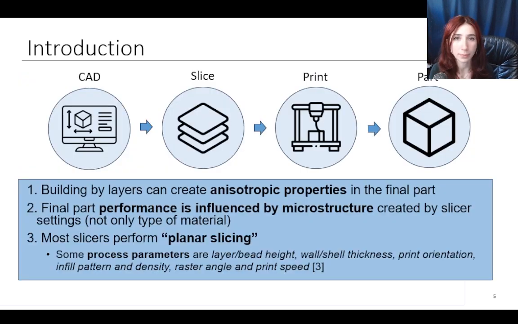We know with additive, we build parts layer by layer, but building by layer can create anisotropic properties in the final part. Final part performance is thus directly influenced by that microstructure created by the slicer settings. For example, the amount of walls we use, the raster angle or fill angle, and all those inner layer voids. Most slicers perform planar slicing, where some process parameters like layer and bead height, wall and shell thickness, print orientation, and infill pattern can drastically vary the performance of our parts.